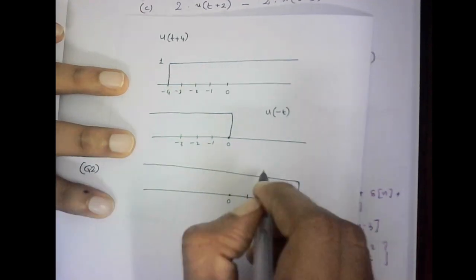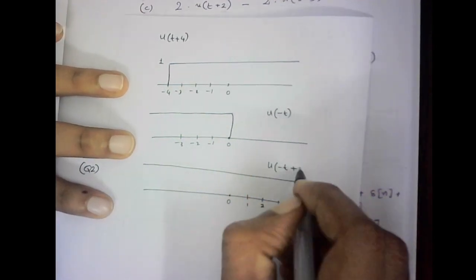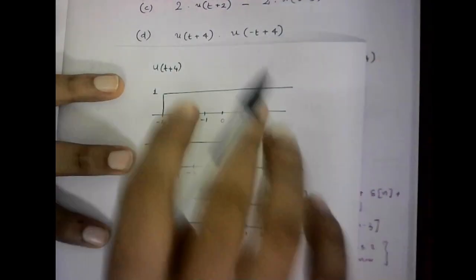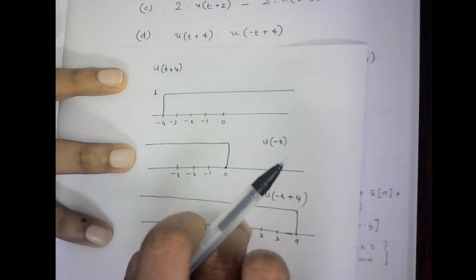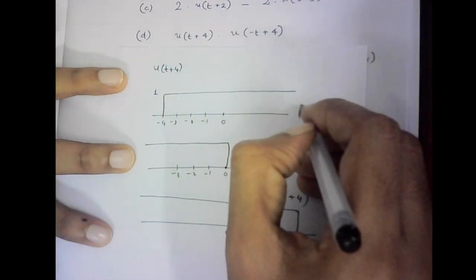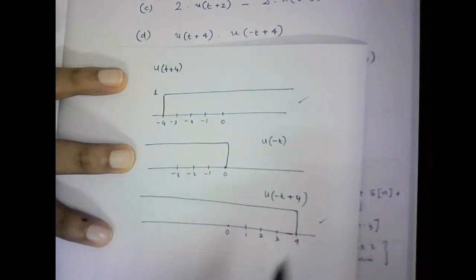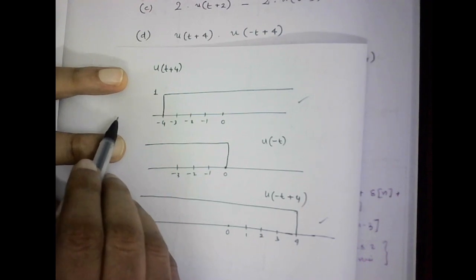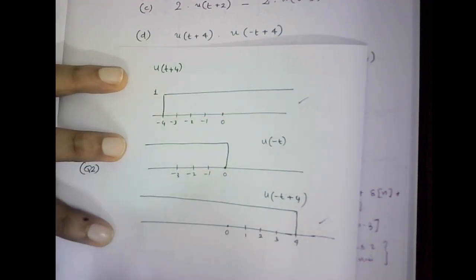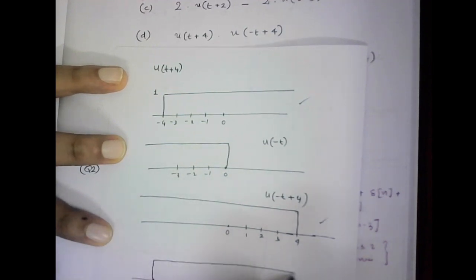So this is u of minus t plus 4. What was the question? The question is u of t plus 4 into u of minus t plus 4. If you multiply this and this, you can see that for t greater than 4, here it is 0, so the multiplication will give you 0, and before minus 4 it is 0, hence the multiplication will give you 0. So by multiplication the signal will start from minus 4 and end at 4, and the magnitude will be unity.